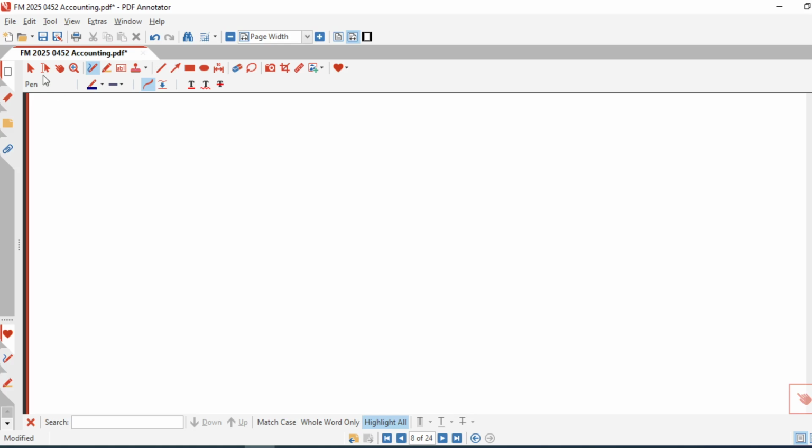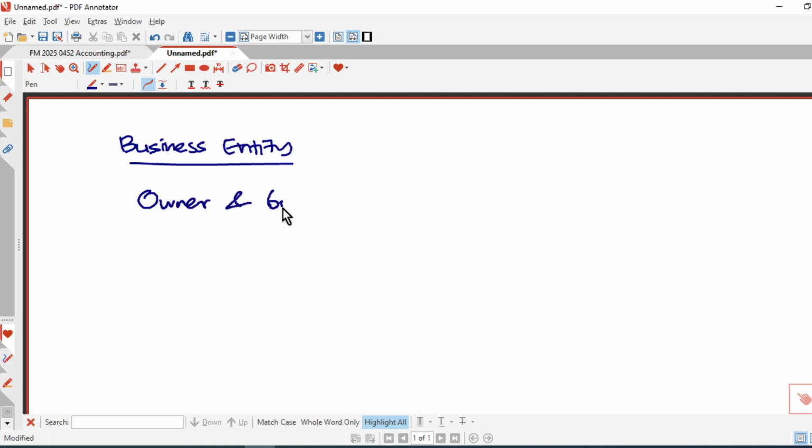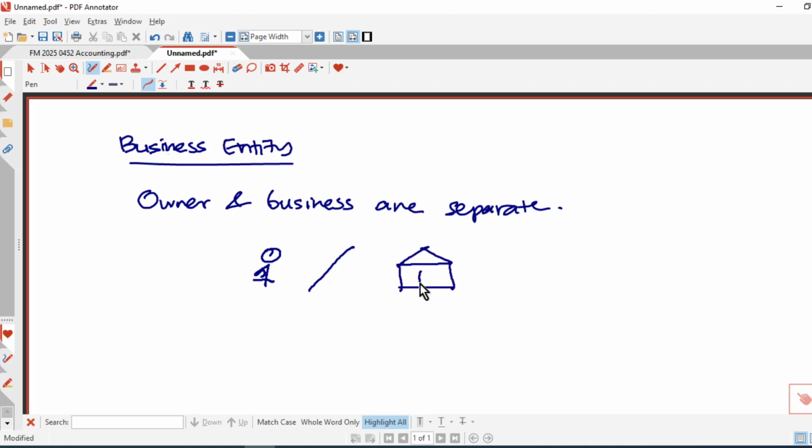Can I start with business entity, right? Let me talk about business entity. The accounting principle of business entity states that the owner and the business are separate, right? The owner and the business are separate. I am me, right? You are you. Both of us, we are separate. Owner is the owner. Business is the business. We don't mix ourselves up.